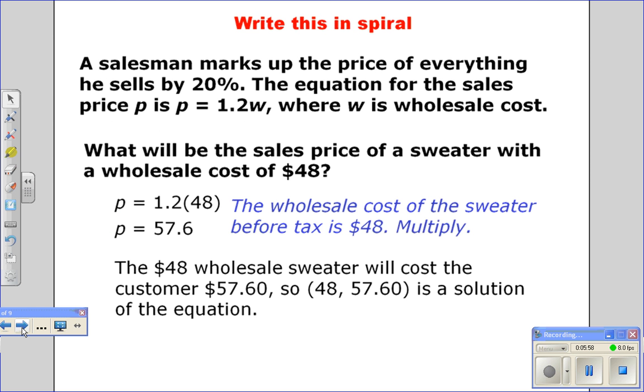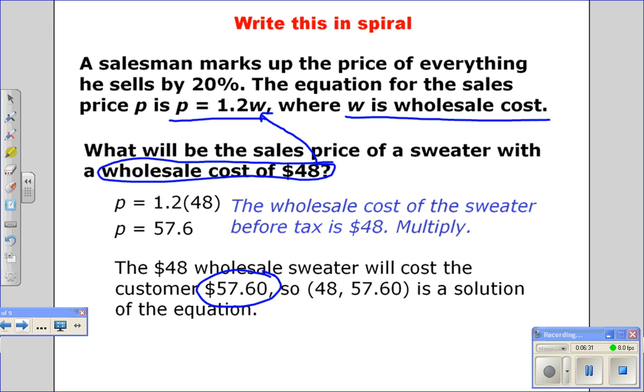All right, so the last example that I'm going to have you write down, if you look here, is kind of a word problem situation, but they still give you a two-variable equation here, and they're telling you what the P means and the W means. So W is the wholesale cost, and then they tell you that the wholesale cost is $48. So basically they want you to take the 48 and plug it in for W and then solve to get an actual answer of what the price of everything he sells with a 20% markup would be. All right, and you get an answer, of course, of $57.60.